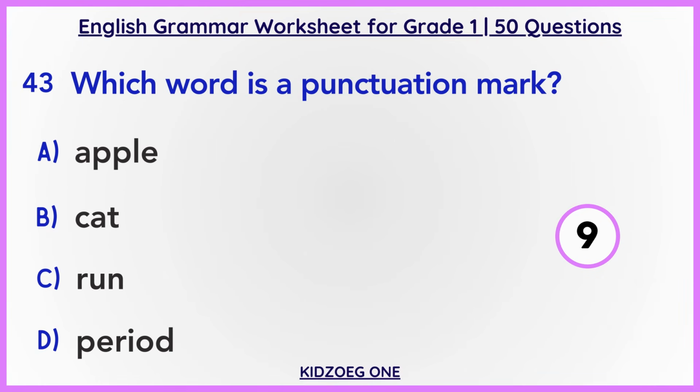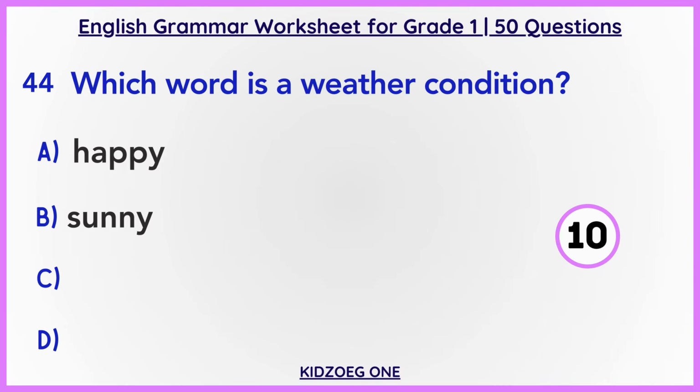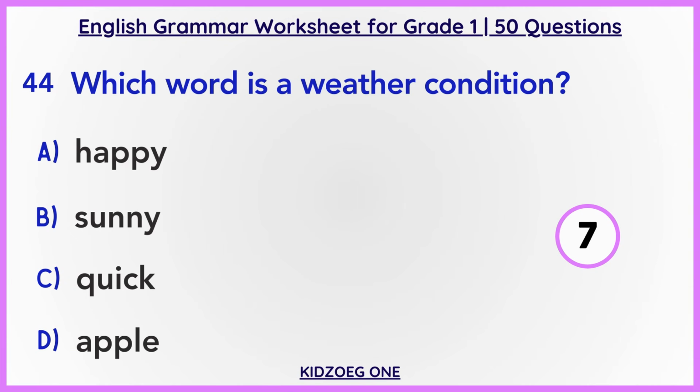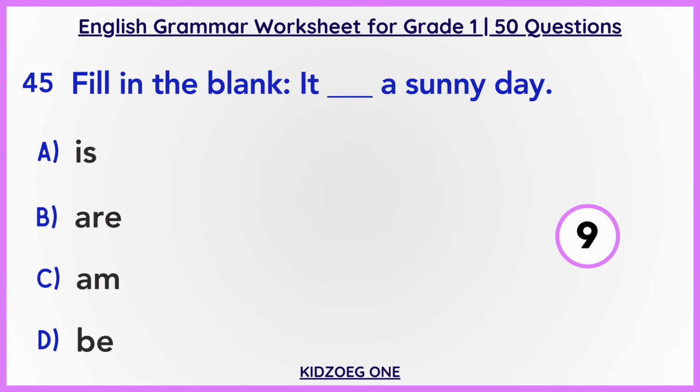Which word is a punctuation mark? Period. Which word is a weather condition? Sunny. Fill in the blank. It dash a sunny day. Is.